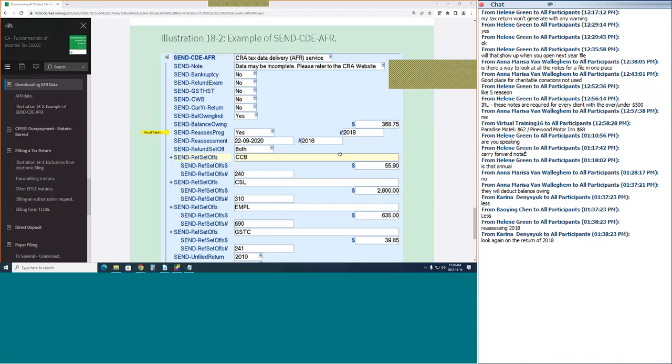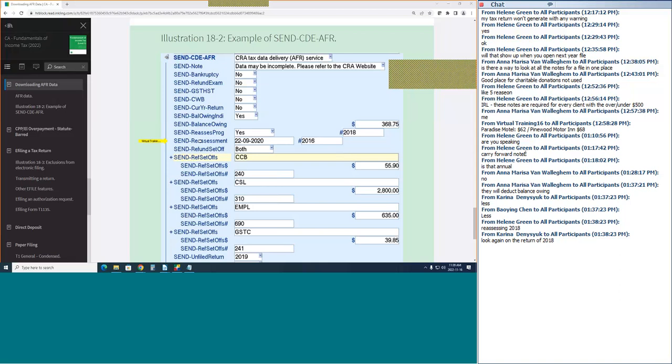So if you're planning on having a really big refund for them, but you don't know if the 2018 assessment is going to cause a balance owing and it's going to get processed before yours gets processed, you need to be aware that there is a reassessment process. Find out from the client what's being reassessed, and see if it's something that's going to affect you this year. Good. What about the next one?